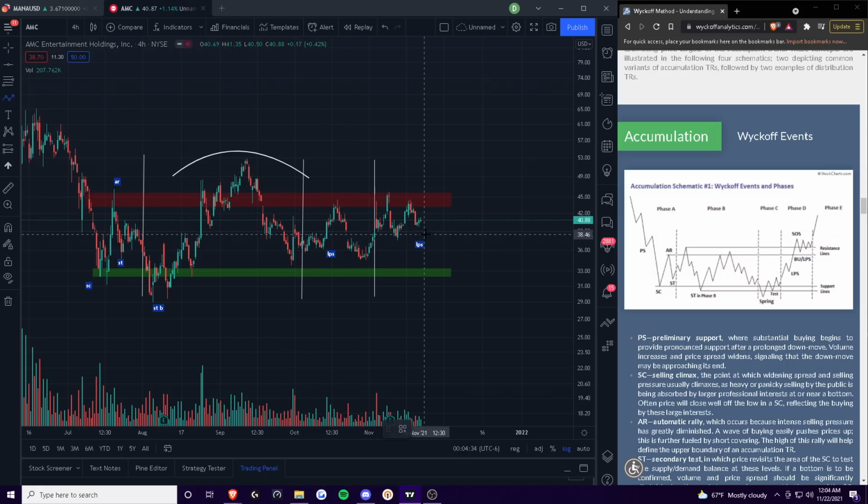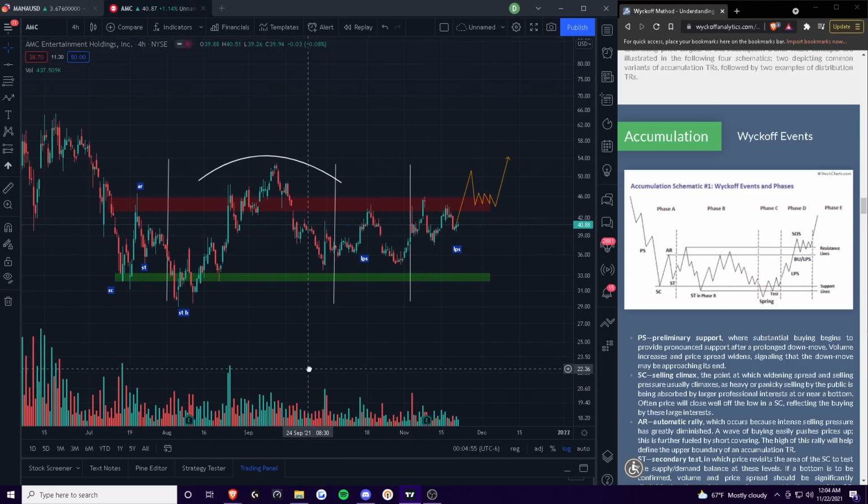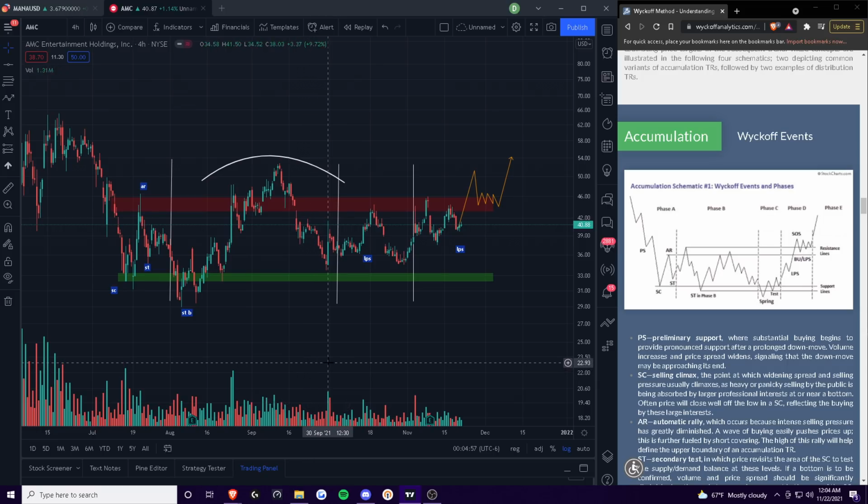Oh yeah, so we should be seeing a sign of strength pretty soon, I feel like, right? That would be the next phase, phase D. And then maybe we come back and we retest this range. And then we have our markup. Now, how high the markup is, we haven't gotten there yet, but that's how I see AMC at the moment from a Wyckoff perspective.